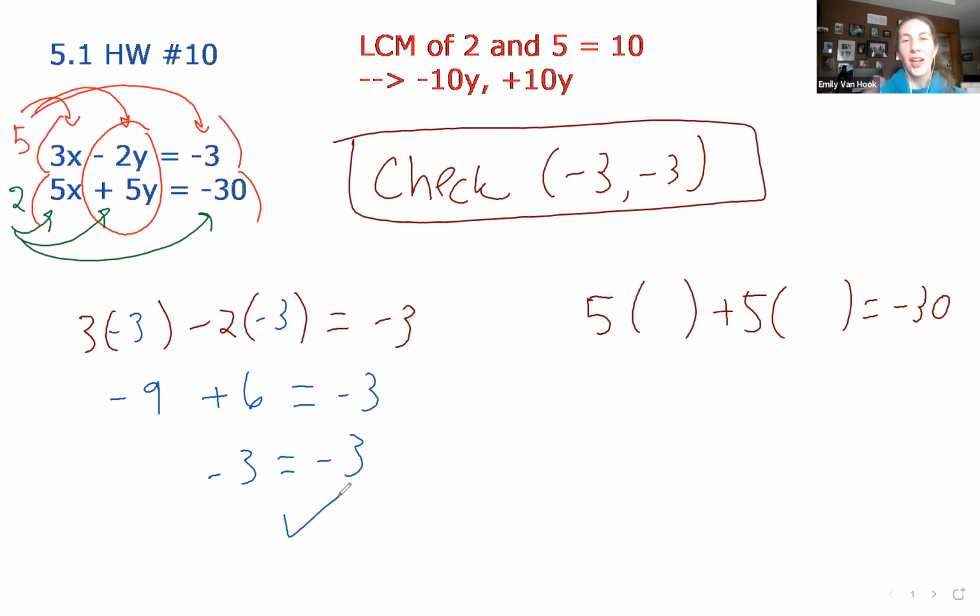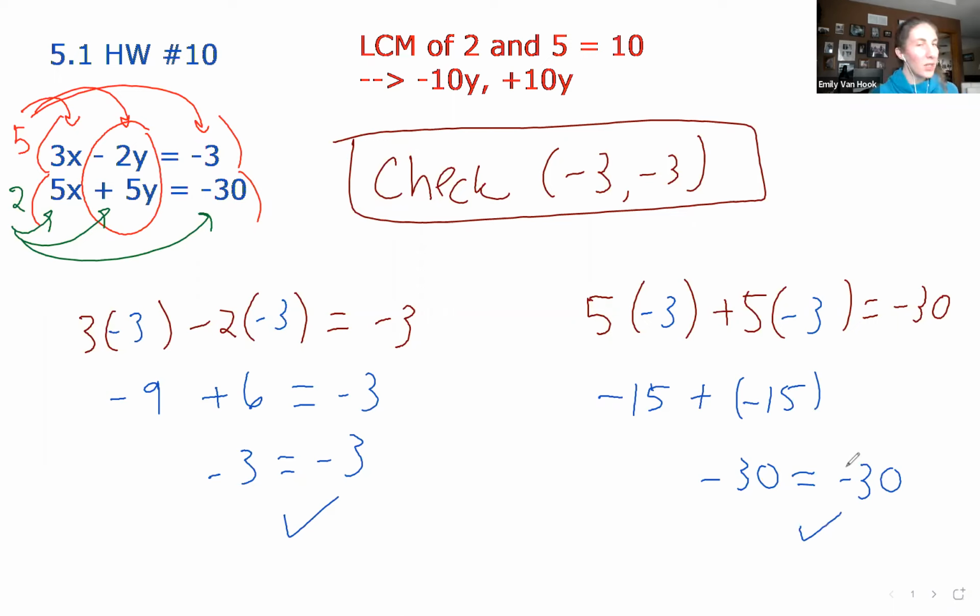All right, I'm going to check in the other equation now to be extra sure. We're replacing x and y with -3 for both. 5x plus 5y. So 5 times -3 is -15 plus 5 times -3, -15. And -15 plus -15 equals -30. And we're good. So it does check out in both. Okay, so that was number 10 from the homework.